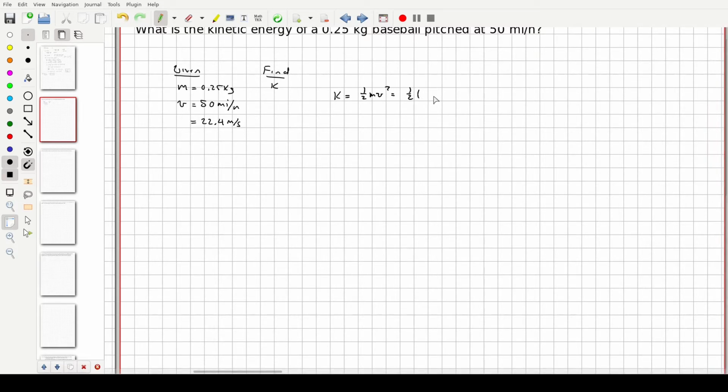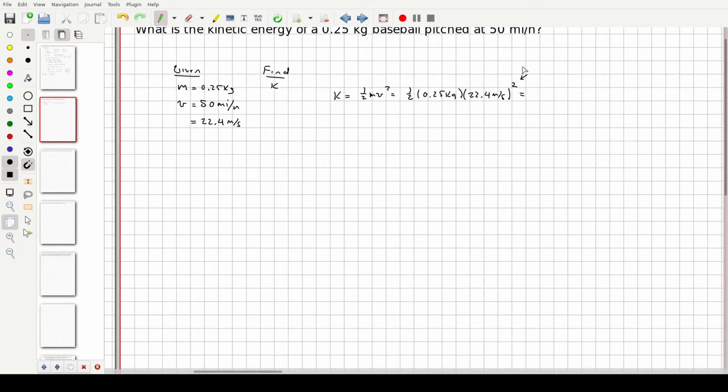So just here, your kinetic energy is 1/2 mv squared, or 1/2 times 0.25 kilograms times 22.4 meters per second squared. Now, this is incidentally one of the most common mistakes that I see made: forgetting to square that speed there. So make sure you don't forget to do that.